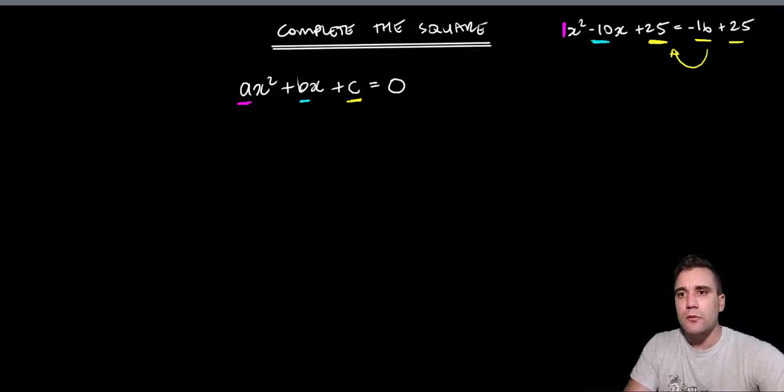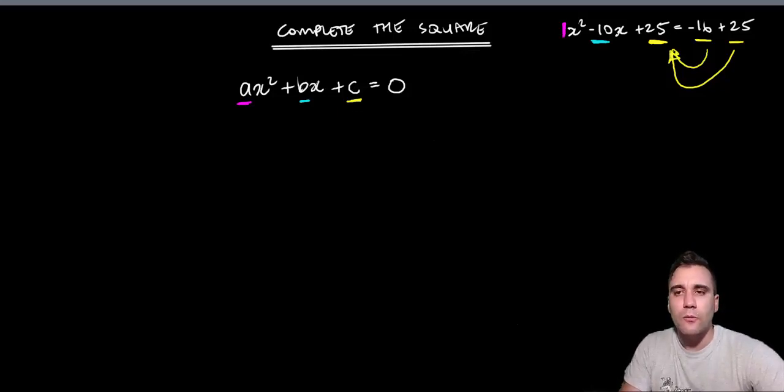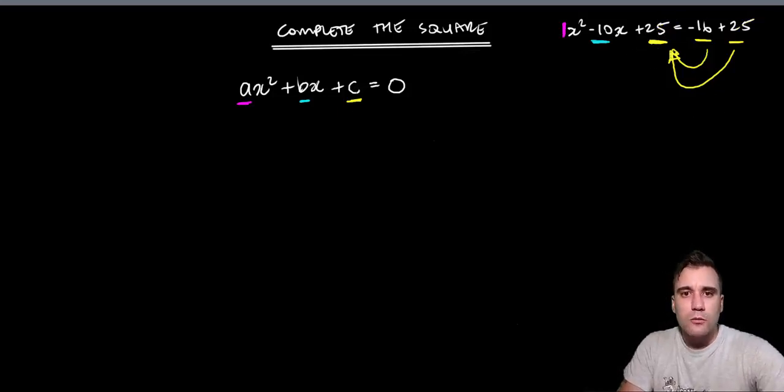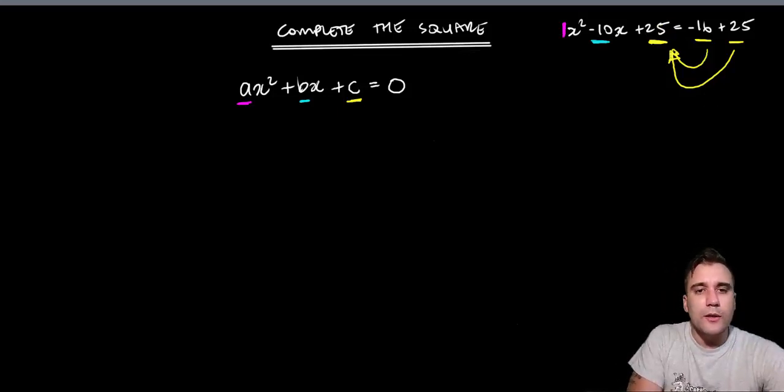If we just put it all on this side and made the right hand side equal to 0, what we would do, without solving it right now, is plus 16 to both sides, minus 25 from both sides, and you'd have plus 16 on the left. But we're not doing that just yet. I just wanted to show you what we're actually talking about here. Let's get on with doing this.